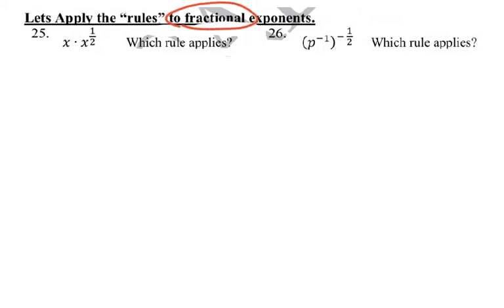Okay, so if I'm looking at my fractional exponents, number 25, I've got x to the first power and x to the 1/2 power. The rule that applies is the power rule, the very first one that we saw, and that's where we add the exponents, so 1 plus 1/2. So that's 1 1/2, but we're going to write that as an improper fraction.